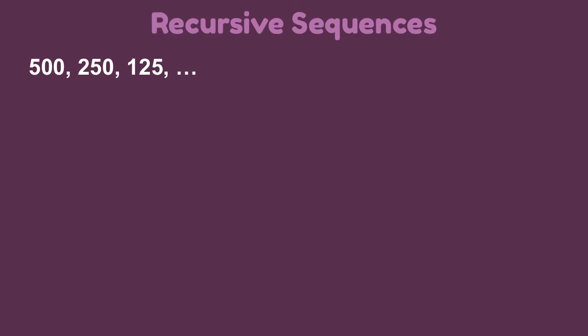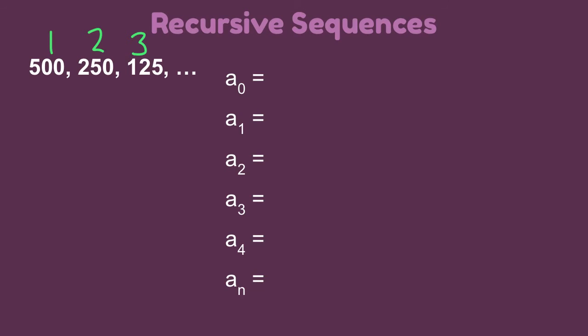We've got 500, 250, and 125. So again, we're going to try to figure out a sub 0 through a sub 4, and then we're also going to try to figure out the equation a sub n. We already know our first, second, and third term, so I'm going to fill those in for a sub 1, a sub 2, and a sub 3.